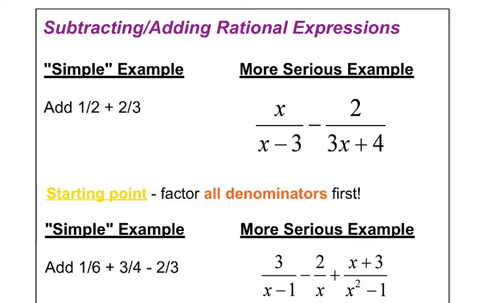Hey algebra friends, so we just finished learning about rational expressions, how we can simplify them, and how we can multiply and divide them. And it usually starts with factoring, and then finding domain, and then canceling. But the other thing that we can do is also subtract and add them. And this one's a little bit trickier.